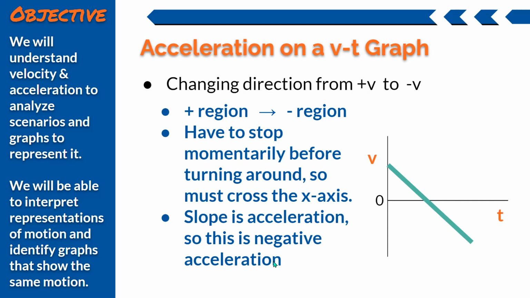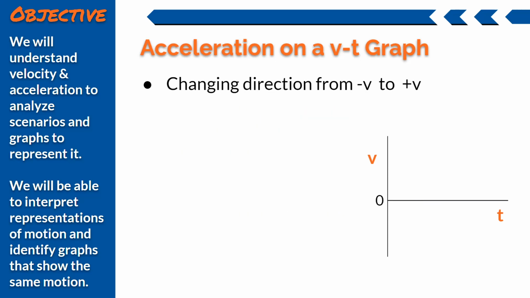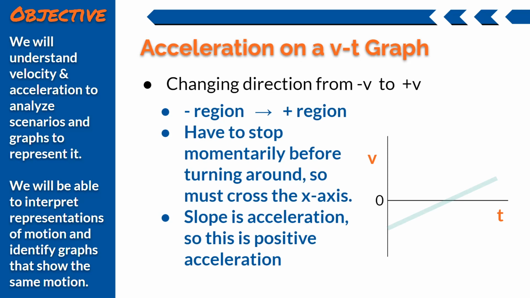Again, that's if you went from positive to negative. You could also show changing directions from negative to positive, and it looks just the opposite. You're going from this region to this one. Still has to cross the x-axis. Again, crossing the x-axis is how you show you have turned around. Slope is positive, so acceleration is positive.